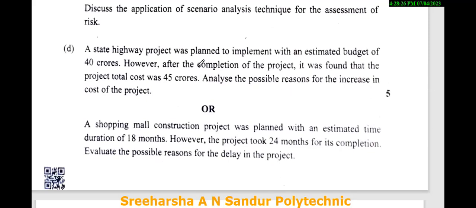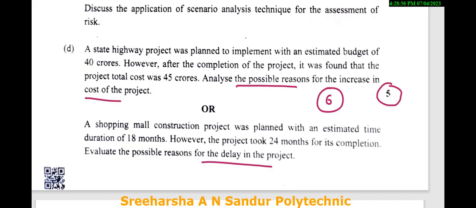Again here, we had seen this in the time and cost overrun video. So here the question is, you need to analyze the possible reasons for increasing the cost, that is cost overrun, and here he is asking for delay in the project. So you need to explain the time overrun concept, reasons for time overrun. Now here again, if you see, it is for 5 marks. I suggest you write at least 6 points.